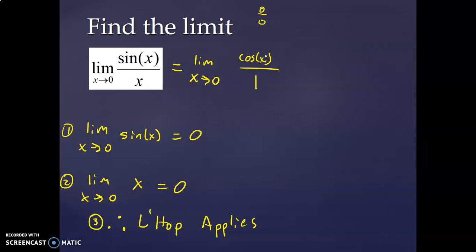So now I'm going to plug in 0. Cosine of 0 is 1. 1 divided by 1 is 1. So this limit, which was undefined, it was like 0 divided by 0. In this case, 0 divided by 0 turned out to be 1. Sometimes 0 divided by 0 ends up being 1. Sometimes it's 0. Sometimes it's infinity. Sometimes it's 7. And we'll see a lot of different examples.